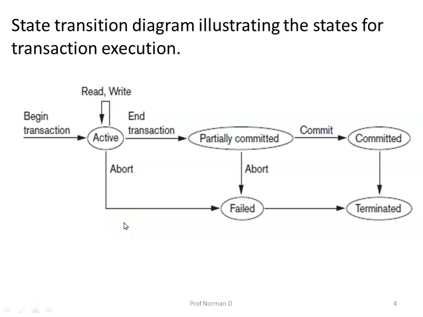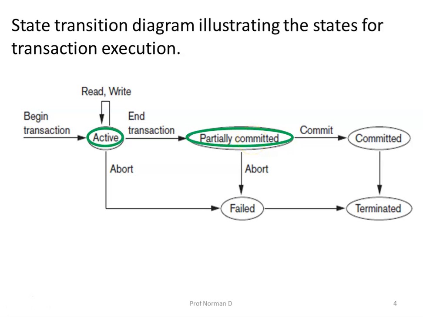Now we will discuss the state transition diagram. The figure shows the state transition diagram and how a transaction moves through its execution states. A transaction goes into an active state immediately after it starts execution, where it can execute the read and the write operations.